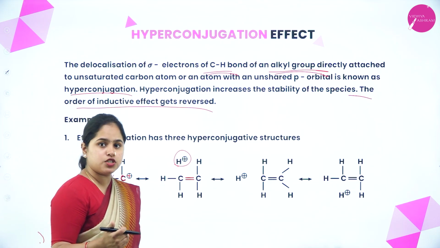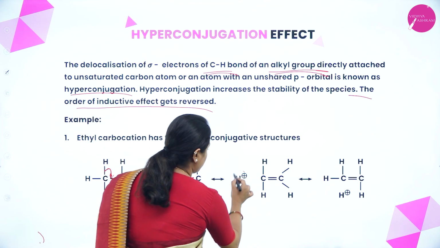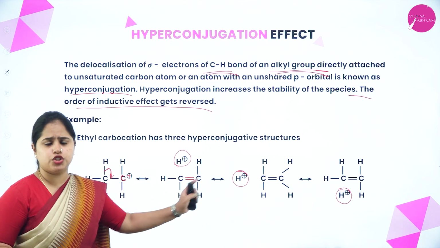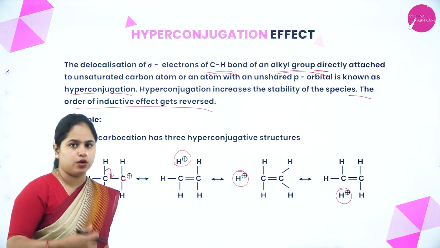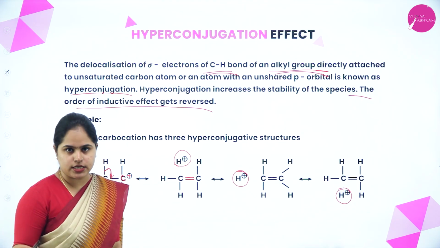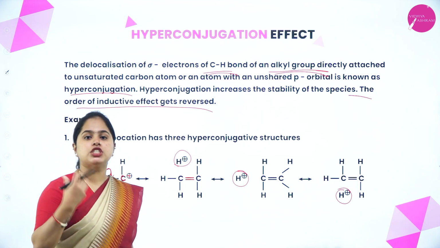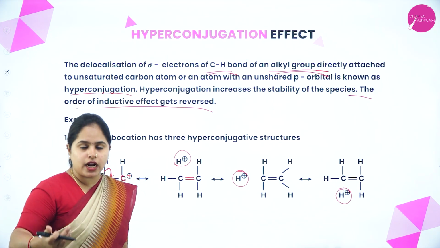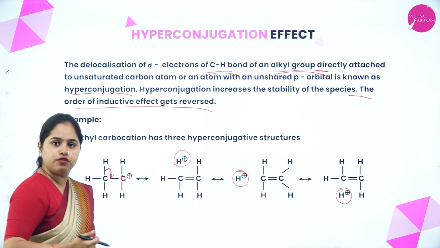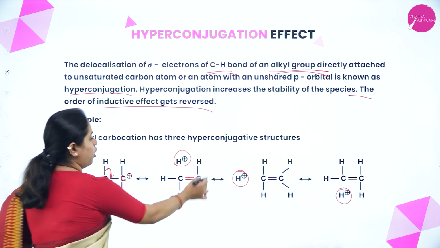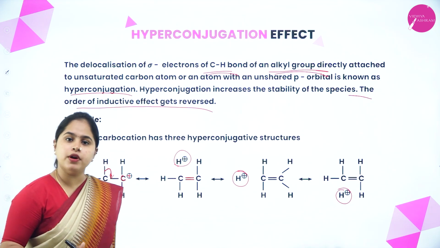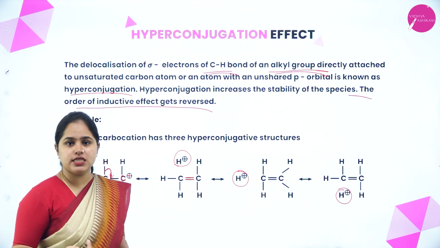Now, what are the further structures? Further structures can be shown here as well as here. So these are the three hyperconjugative structures of ethyl carbocation. So as it is having no bond, it is also called no bond resonance. So what happens? The CH sigma bond electrons will be transferred to the electron deficient carbon atom, and it will form a structure like this which doesn't have a bond here. So this is called hyperconjugation effect. So I hope it is clear.